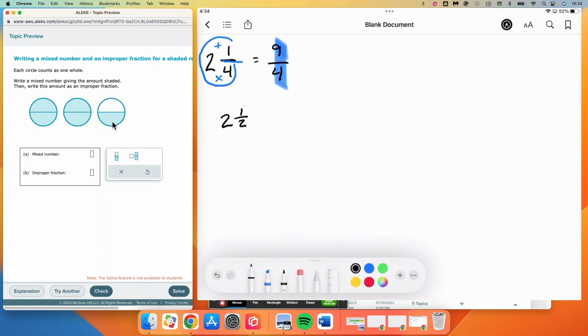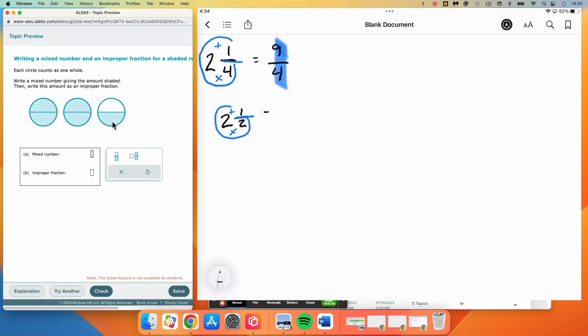If I wanted to convert that to an improper fraction, the G method goes like this. Multiply here, add here. 2 times 2 is 4, plus 1 makes 5. Denominator stays a 2. The way that I see 5/2 over here is the denominator 2 comes from the fact that it takes 2 pieces to make one whole circle. And the 5 comes from the fact that I have 1, 2, 3, 4, 5 pieces shaded in.